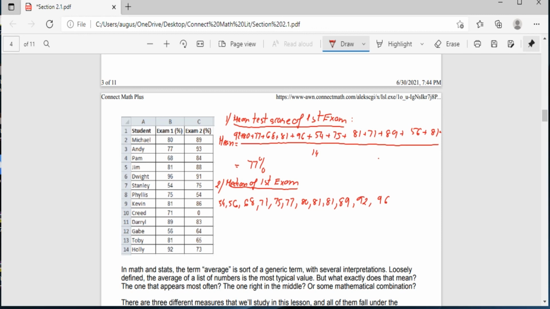Let's start again. So 80, I got 80. Let me put a dot right here. 77, I got 77. I got 68. Okay. I got 81. Okay. And 96. Okay. 54. Okay. 75. 81. Oh, the 81 right here. 71, 89. Okay. 56. Okay. 80, 81. Oh, there's three 81s. So I missed another 81 right here. I'm going to put 81 right here. I don't have enough space, so let me see. So there are totally three 81s.